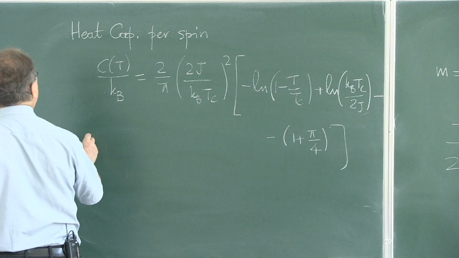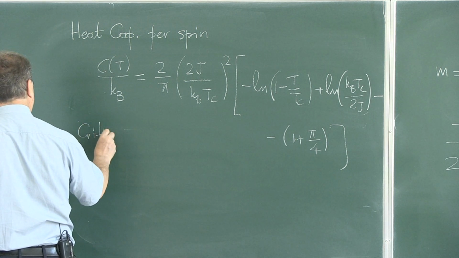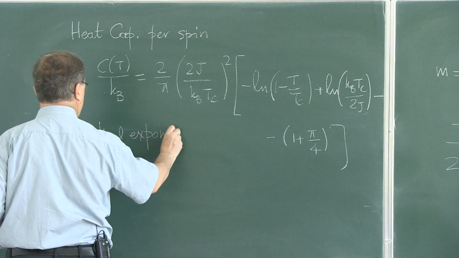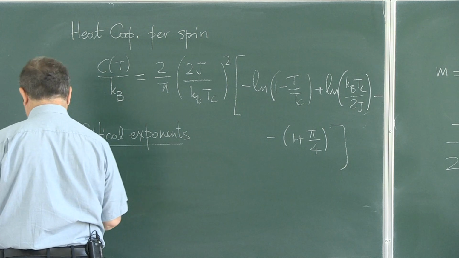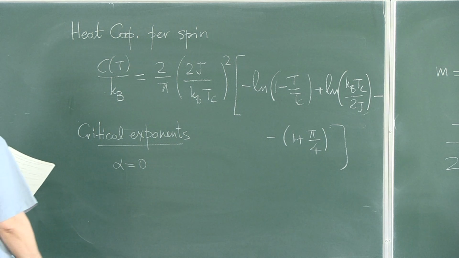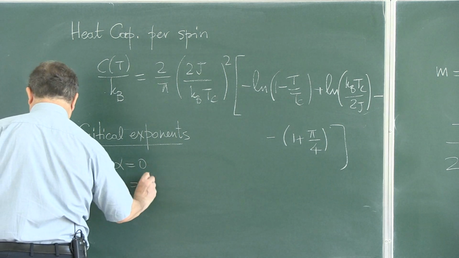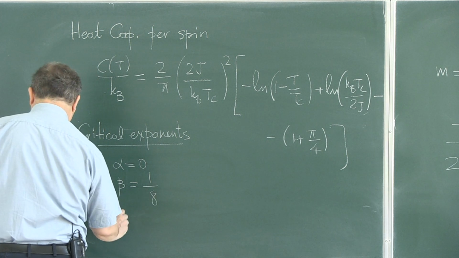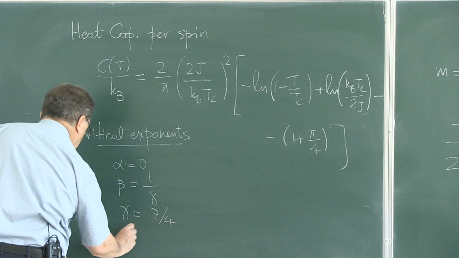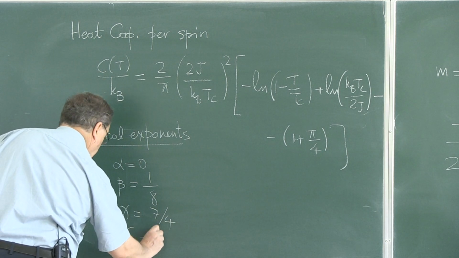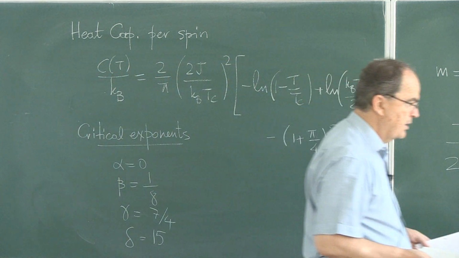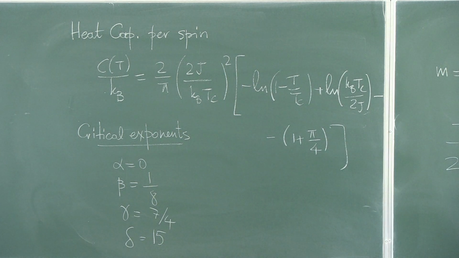Critical exponents can be found. I gave you an example how to find this. There is a divergence. Beta comes out to be 1 over 8. Gamma comes out to be 7 over 4. Delta comes out to be 15. So it is completely analytically solvable.